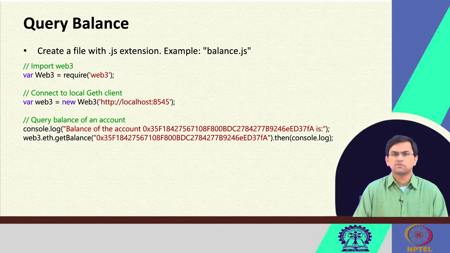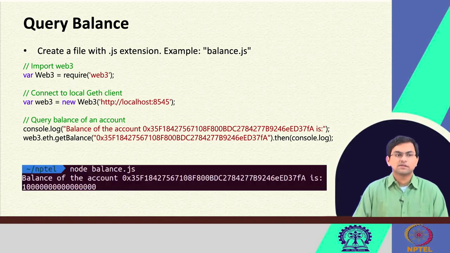it to do different kinds of queries. First we will see how we can query the balance of an account. For that we can just do web3.eth.getBalance and then pass the address of the account that we want to know the balance for. Since it is a promise, we can do .then console.log. We will see how this code works, and you will get the output like this.